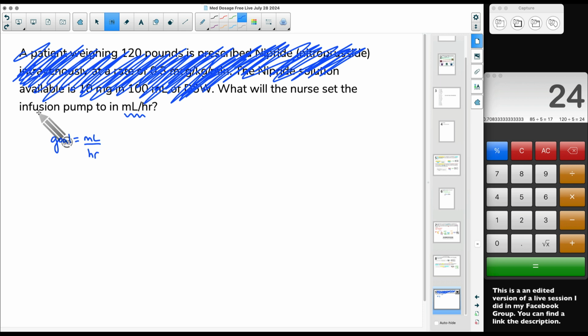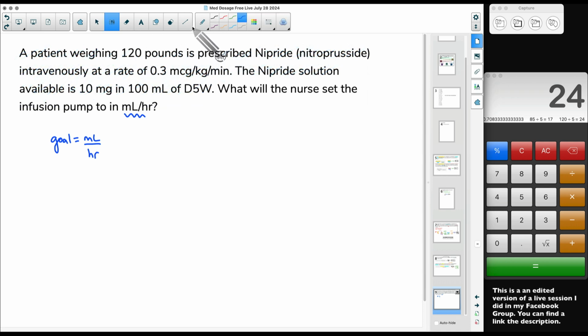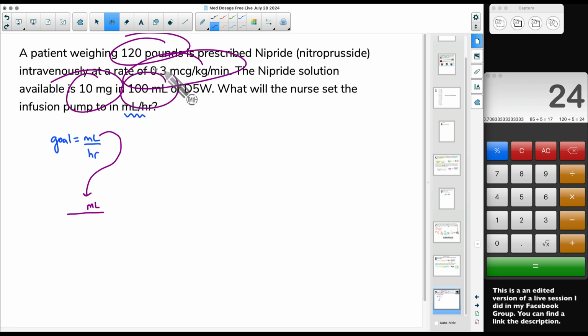The first thing I do, I find the question. I establish my goal. I am showing you all exactly how I do it. I read the question, I establish my goal, and now I start to do my dimensional analysis. Let's start off with milliliters at the top. That's the word I care about. We have a whole bunch of numbers. We got 120 pounds. We got 0.3 micrograms per kilogram per minute. We got 10 milligrams. Oh, that's the one I care about, y'all. This is the one I care about.